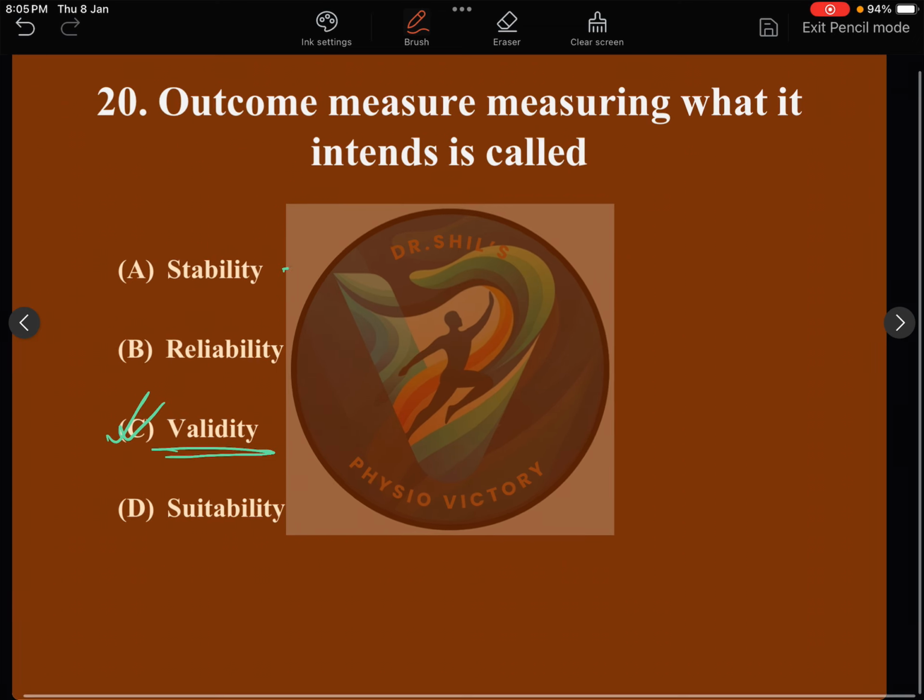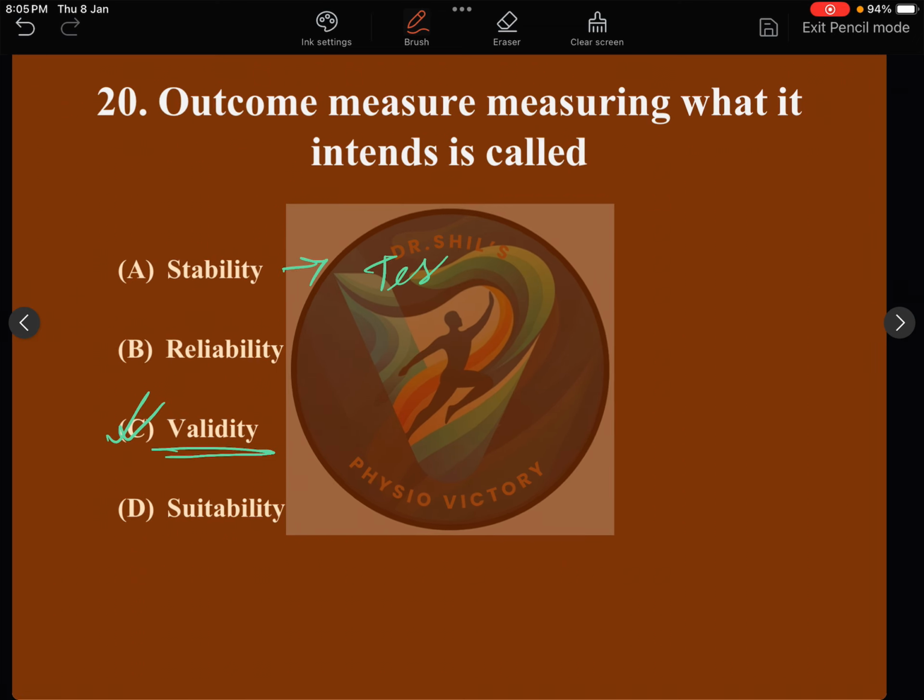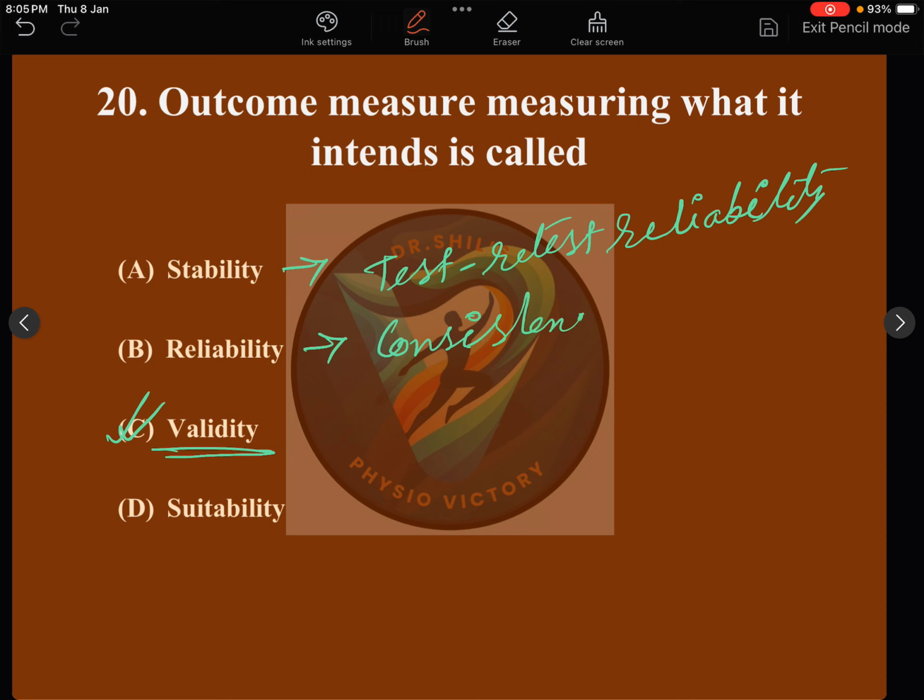Stability is test-retest. Reliability basically is consistency, and suitability is appropriateness.